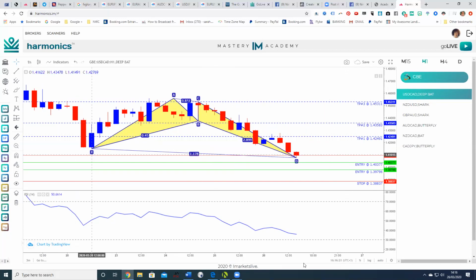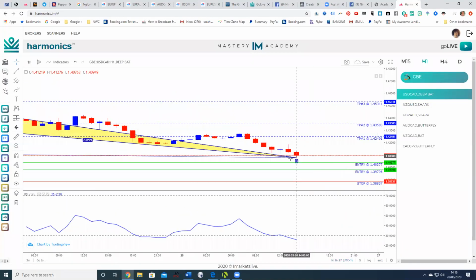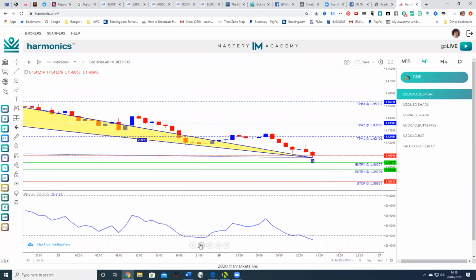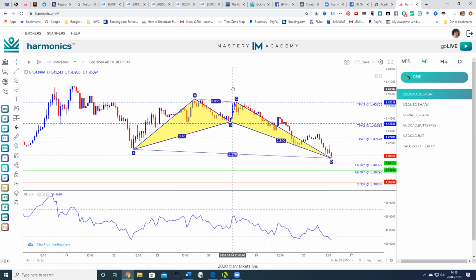But we're going to draw this one. Make sure your time zone, bottom right, is the same as your local area. So for me, it's UTC +1. If you're in the UK, you just want UTC. And the clocks go forward on Sunday, in case you've forgotten.